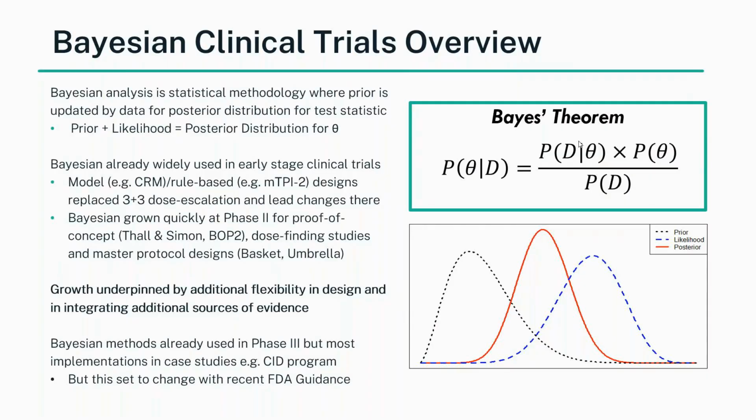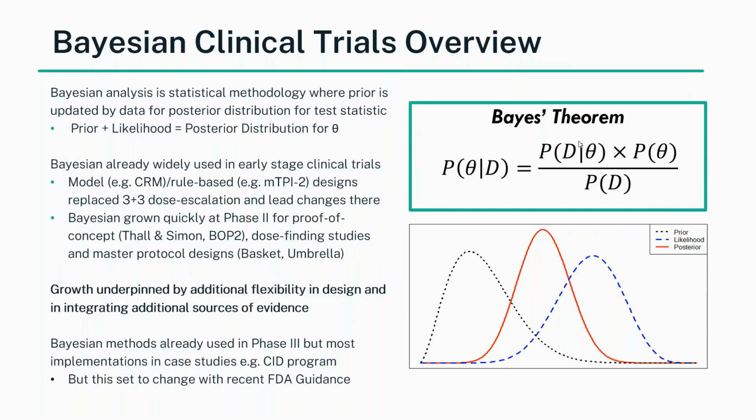But even rule-based or model-assisted methods like mTPI-2 will have a large Bayesian component within them, and even ones that aren't really Bayesian, like i3+3, will tend to include some kind of Bayesian rule for overdose control in many cases. So Bayesian is very central to the modern approach to phase 1 dose escalation trials.